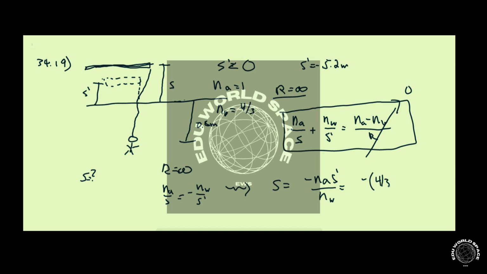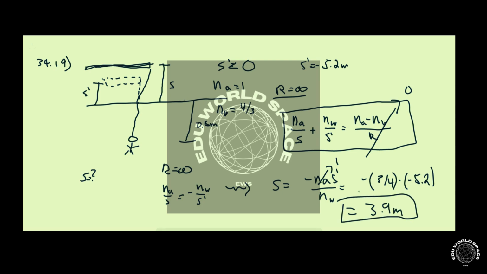4/3 is n_w, but n_w is on the bottom, so we're going to have to flip that. So this is negative 3/4 times negative 5.2. And n_a, I just left that as 1, because that's just 1. If you plug that into your calculator, we should see that S is 3.9 meters.